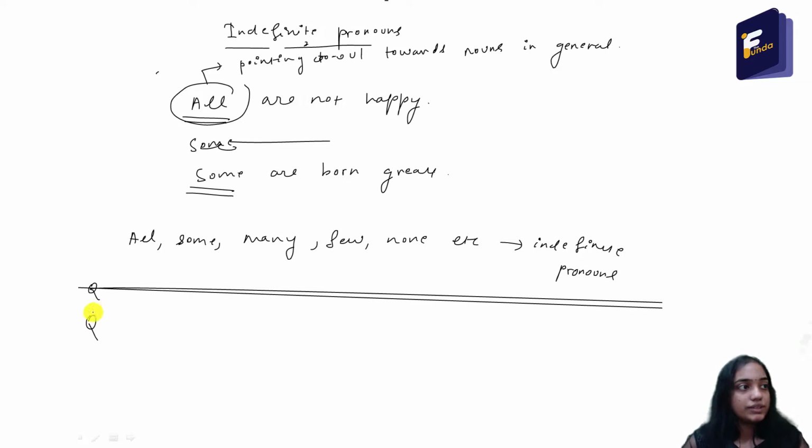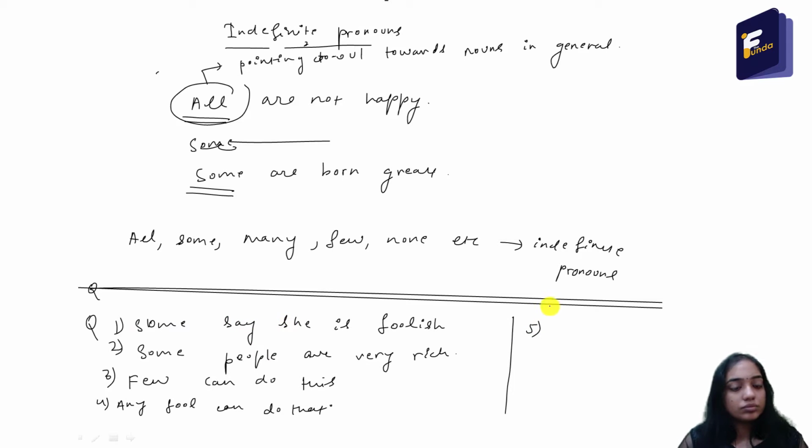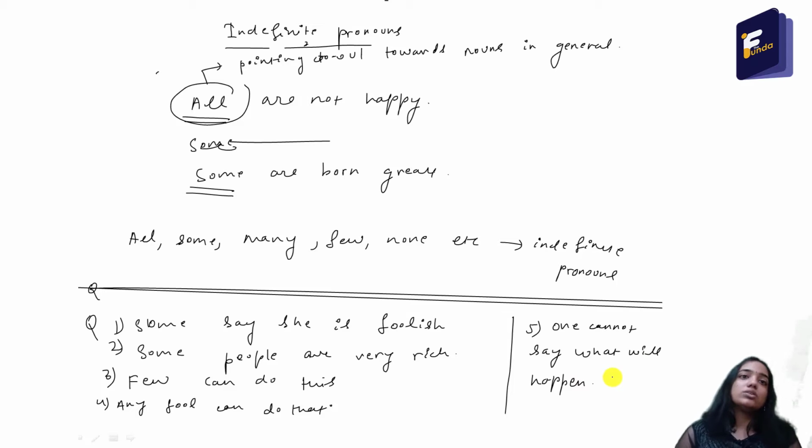So the sentences are: Some say she is foolish. One cannot say what will happen. So now you may pause the video and solve this question.